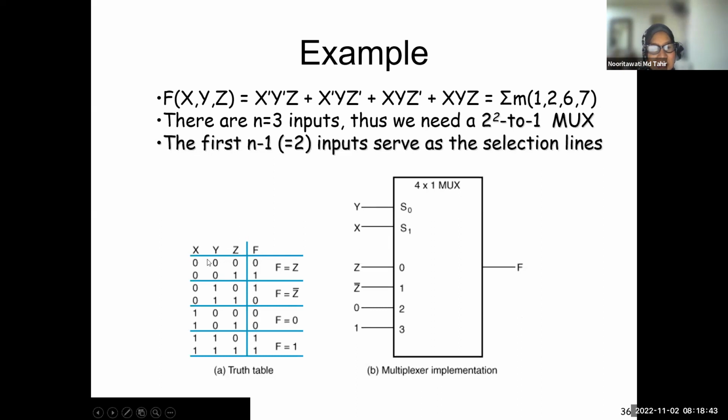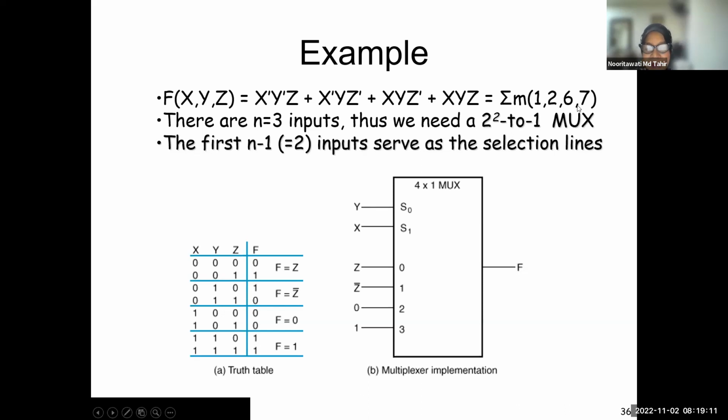Okay, remember, X, Y ni adalah daripada select line because it is represented by 0, 0, 0, 1, 1, 0, 1, 1. So, itu select line. While the 4 inputs, remember this is a 4 to 1 multiplexer, the 4 inputs kita setkan untuk Z. How do we set nilai Z ni? That depends on the minterm given to us.